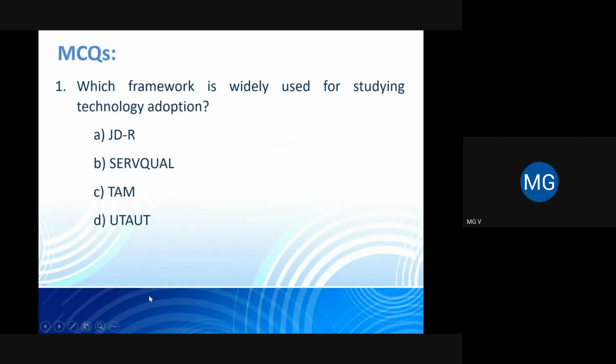Which framework is widely used for studying technology adoption? JDR, SERVQUAL, SPAN, TAM, DOT. See, right, it is TAM. I hope you are familiar with all this.